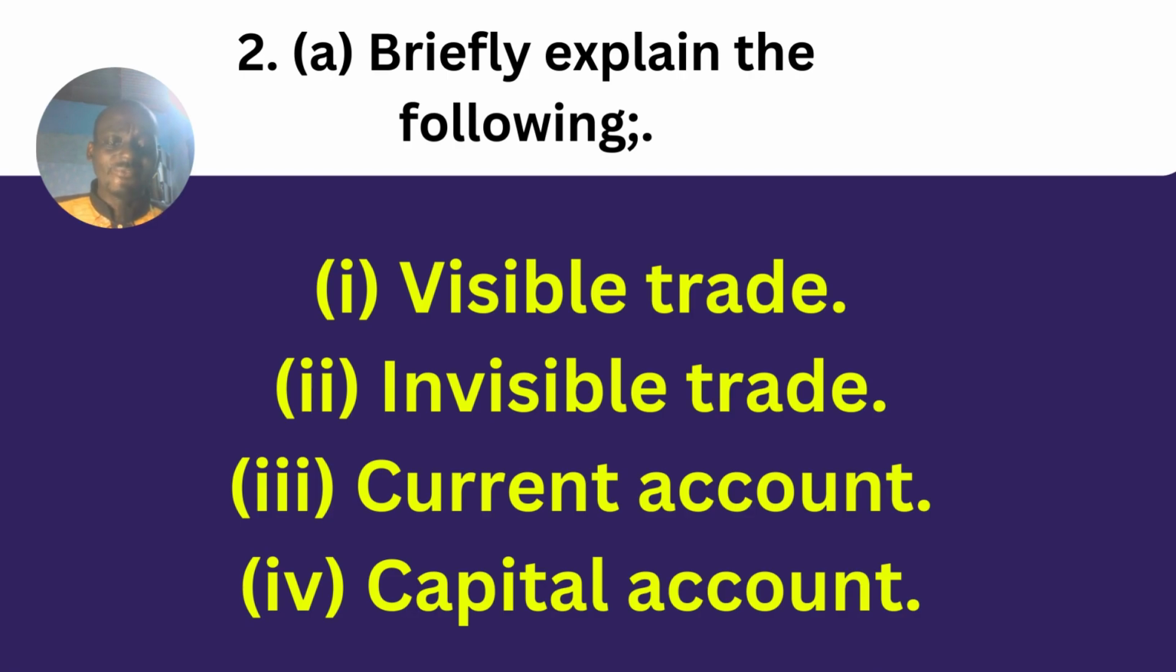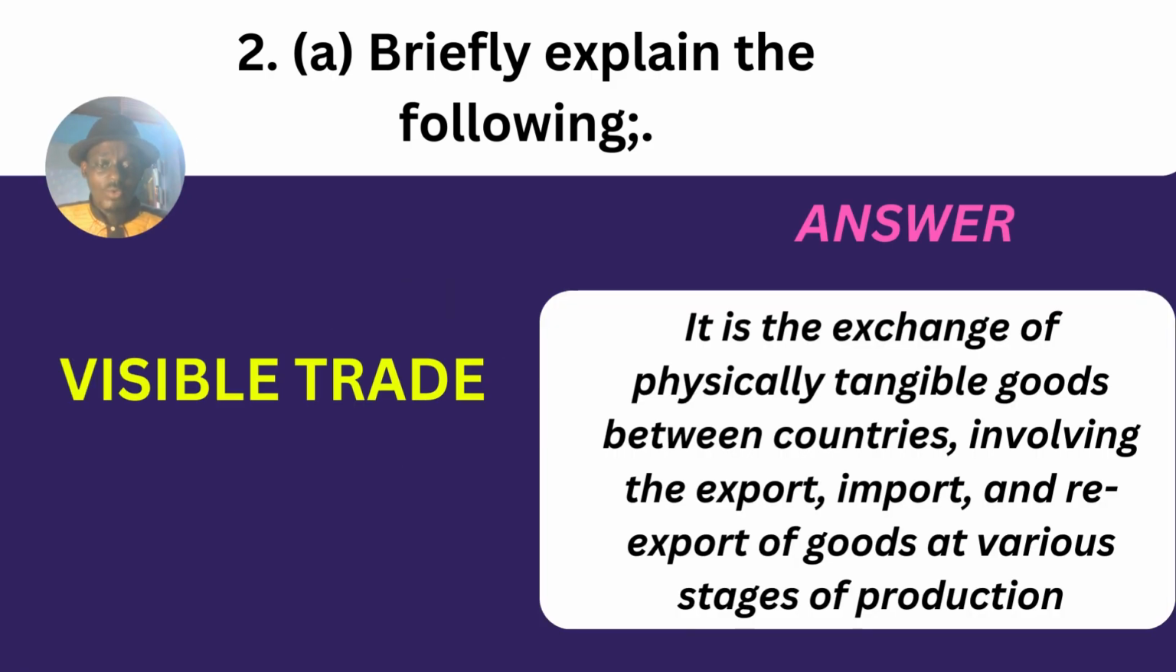Okay, it says briefly explain the following: visible trade, invisible trade, current account, capital account. So he's asking us to explain this, and we're going to do every explanation of this. So let's see what it's all about. Right now we are in question two that says briefly explain the following. So we have the visible trade, which is the first we're going to explain here.